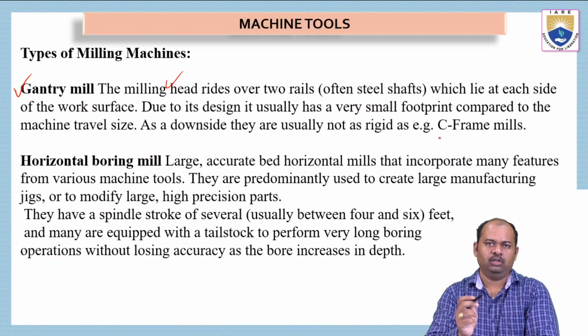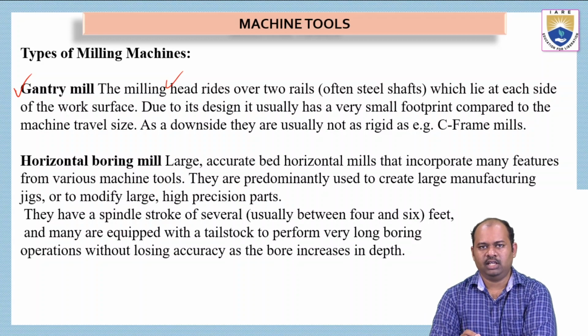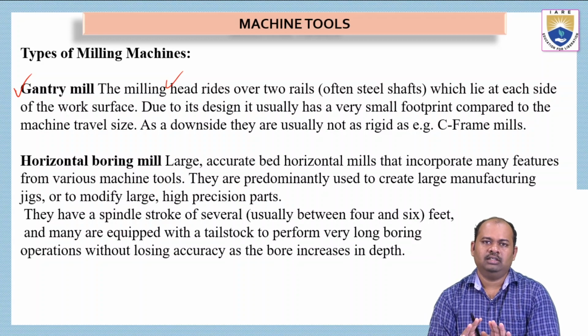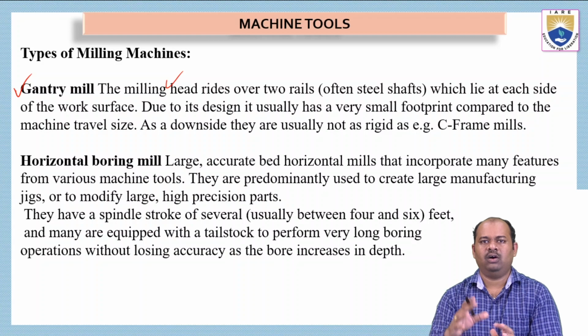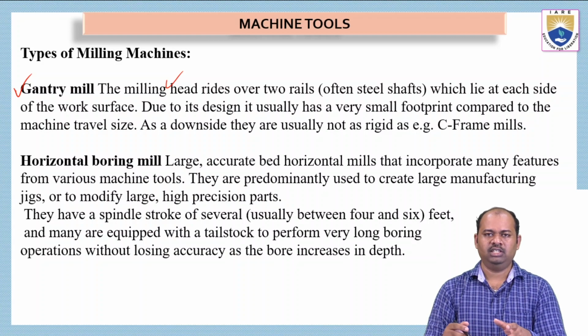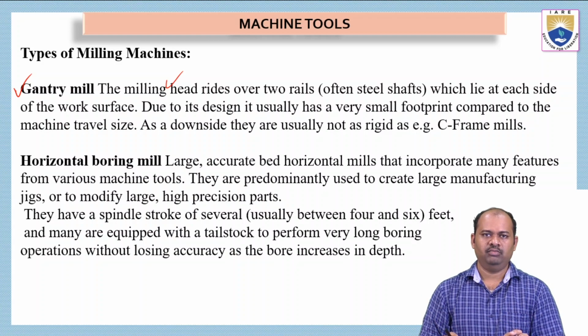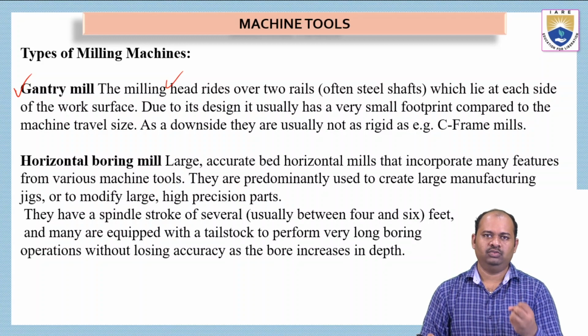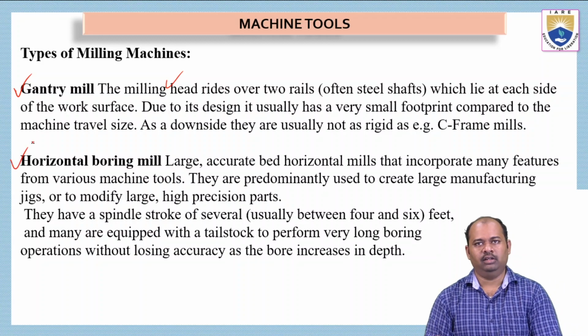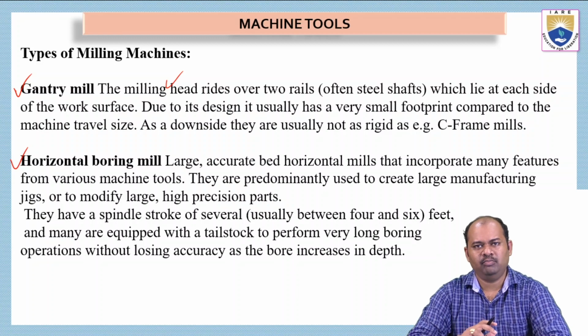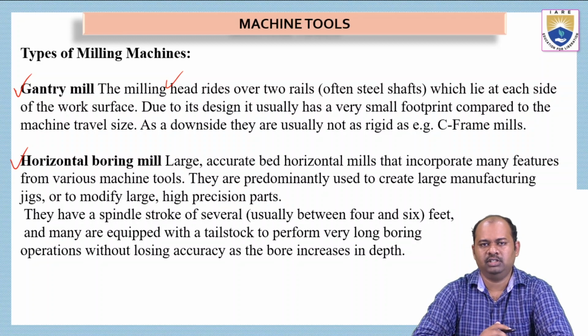Example, C-frame mills. Because of this hugeness, these are used for only some applications. We cannot use this drilling machine or milling machine for all the applications. We can use this for only limited applications because it is very big and it needs more power to work. Okay, and then we have the horizontal boring mill. So the horizontal boring mill is the milling machine on which we can do boring operations very precisely.